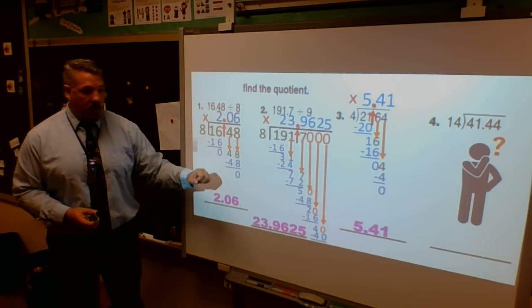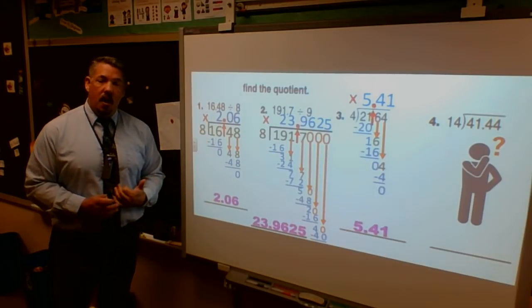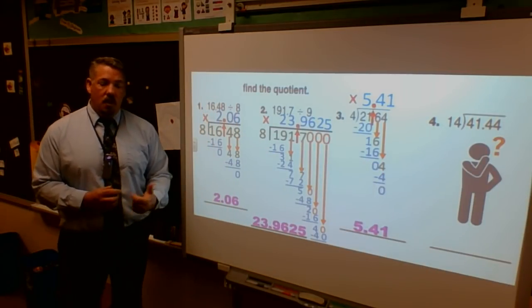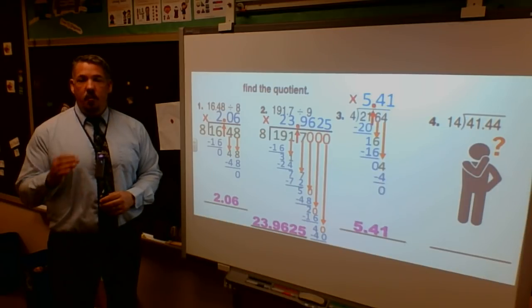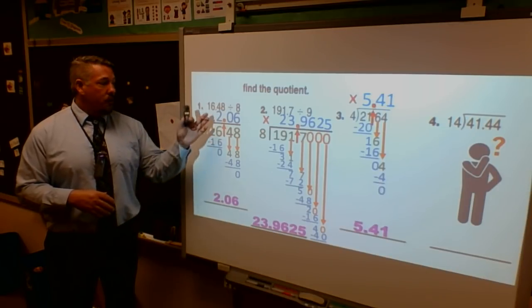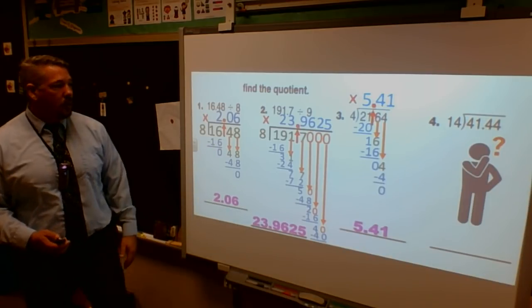So showing all my steps, lining everything up, making sure that my math is correct. That's what the calculators are for. The calculators are not there for you to just type in a problem and hit enter and give me an answer. Doesn't work. You have to show me that you know how to do it.